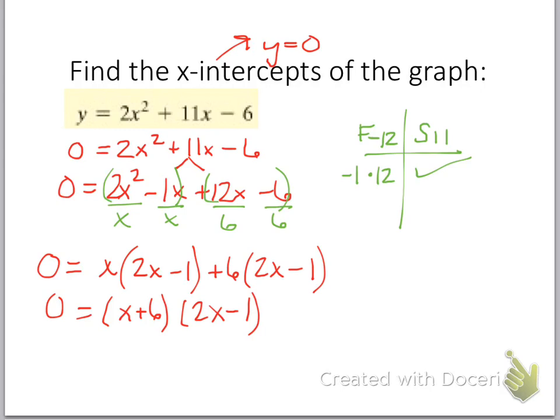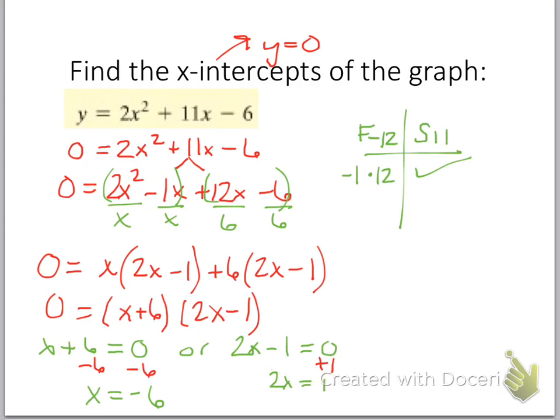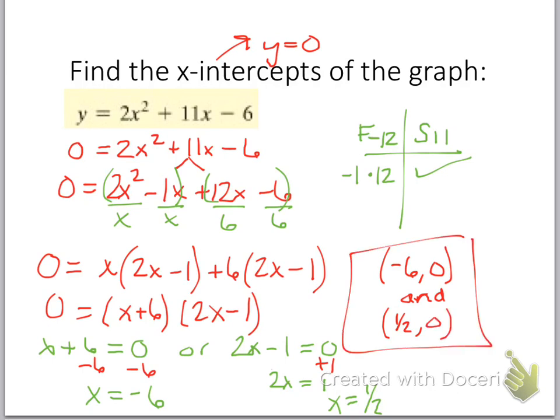I have it factored, so now I can do the zero product property. Either x plus 6 equals 0 or 2x minus 1 equals 0. In solving it, I find out that either x is going to equal negative 6, or add 1 to both sides, divide by 2, x could be 1/2. So my ordered pairs then are negative 6 comma 0 and 1/2 comma 0. There are 2 intercepts. Those are my x-intercepts.